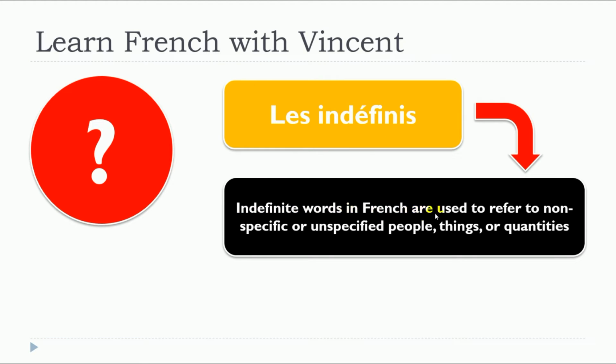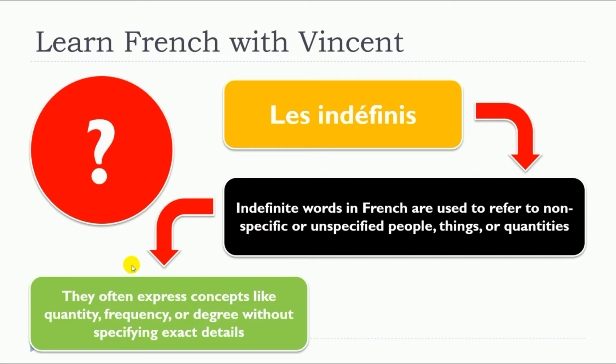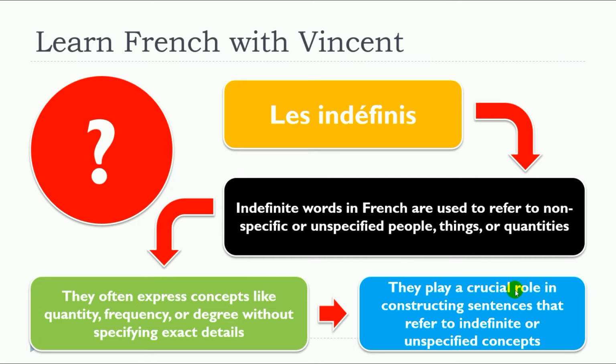Indefinite words in French are used to refer to non-specific or unspecified people, things, or quantities. So this is the first point. Second point that is extremely important: they often express concepts like quantity, frequency, or degree without specifying exact details. And this is a key thing with les indéfinis. You don't specify exact details. And the last point, they play a crucial role in constructing sentences that refer to indefinite or unspecified concepts. So clearly, if you don't really want to be specific, you will have to know and master les indéfinis.